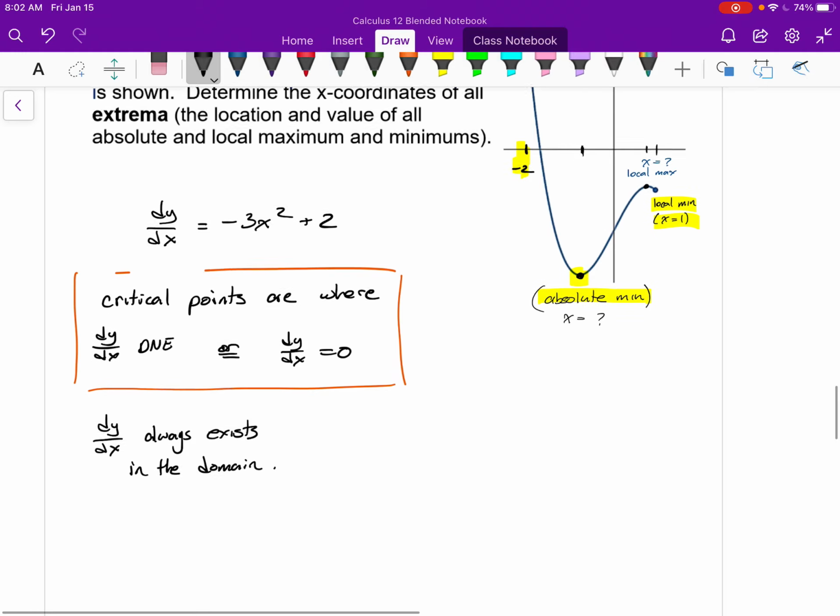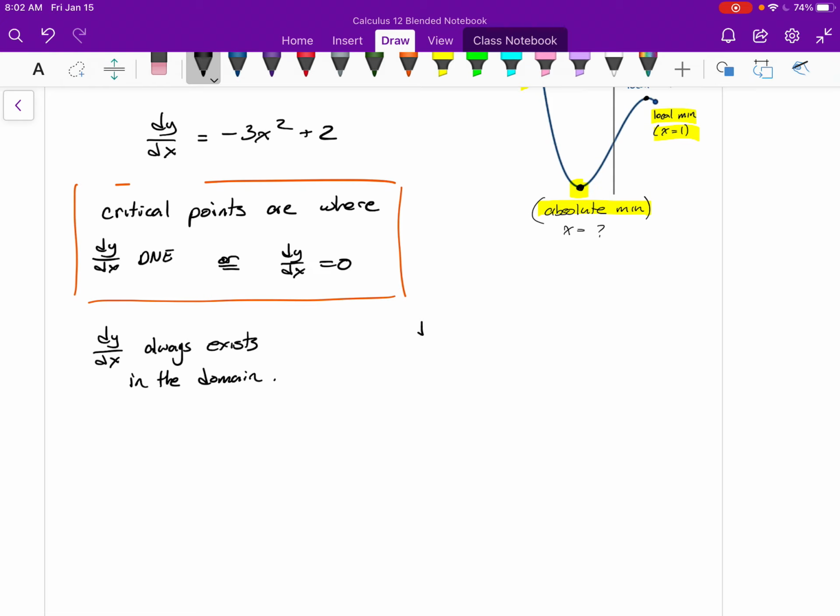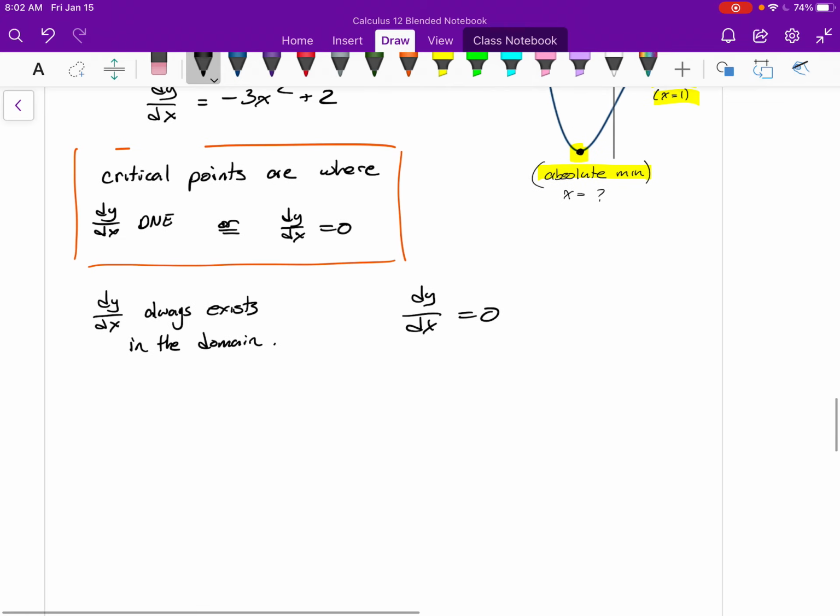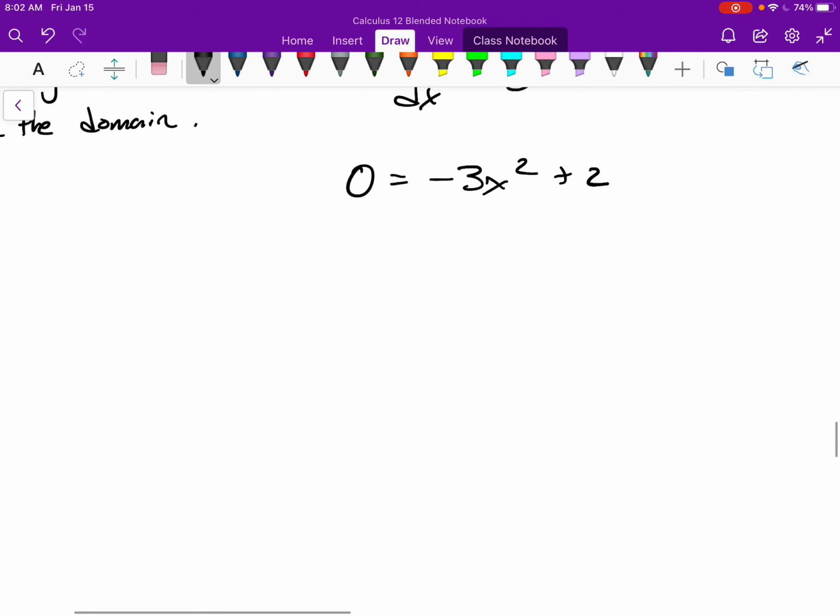That's it. What will happen is where dy dx equals 0. And so for that, I just need to take my derivative and make it equal 0. So I get 0 equals negative 3x squared plus 2. So let's figure out where my derivative equals 0. That's where 3x squared equals 2. That's where x equals plus or minus root 2 over 3. So these are my critical numbers. There are 2 critical numbers.